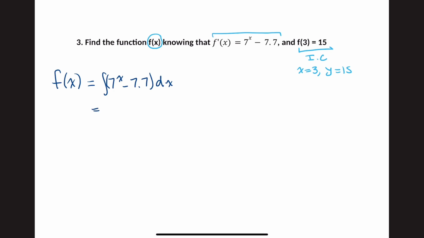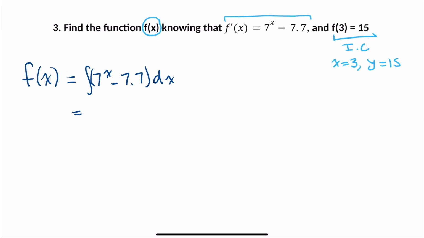And so we can just evaluate this integral now. What's the antiderivative of 7 to the x? Well, let's start with 7 to the power of x. If I take the derivative of this, I'm going to get 7 to the power of x multiplied by the derivative of the exponent multiplied by ln of the base.